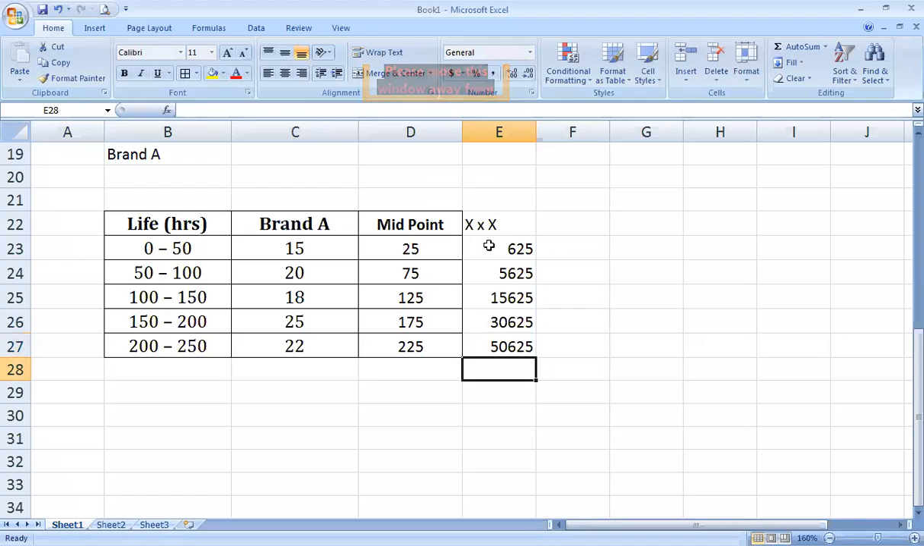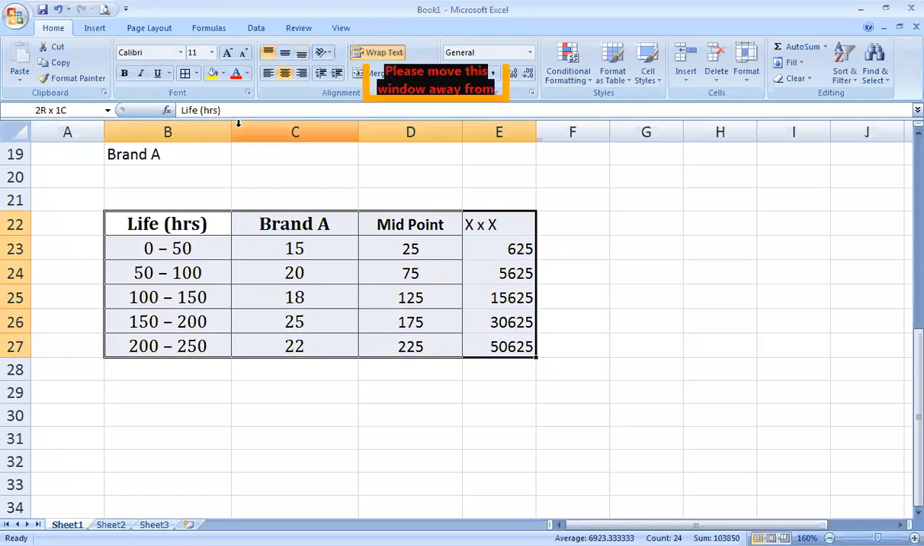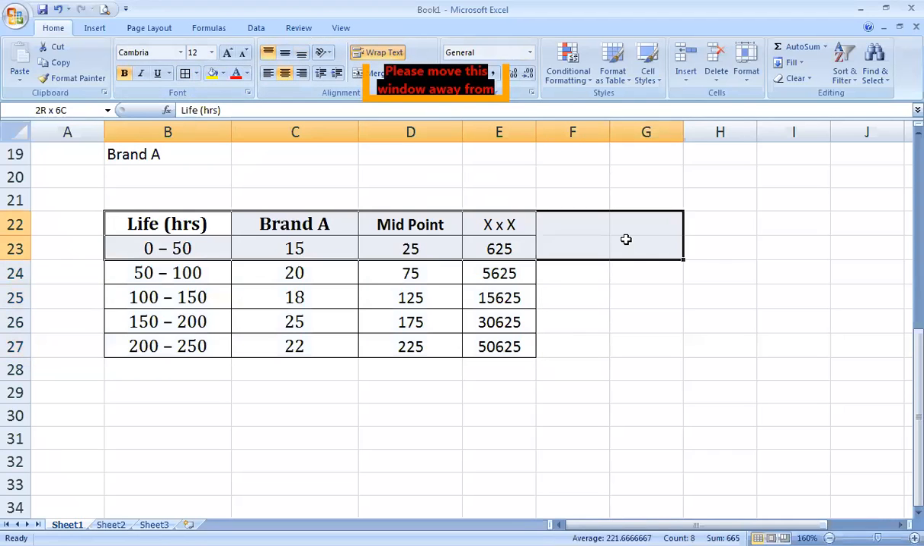Okay, so x square we got: 25 into 25, 625; 75 into 75, 5,625; 125 into 125. So we have found x square. Got it? Yes, sir. So now what we have to identify?